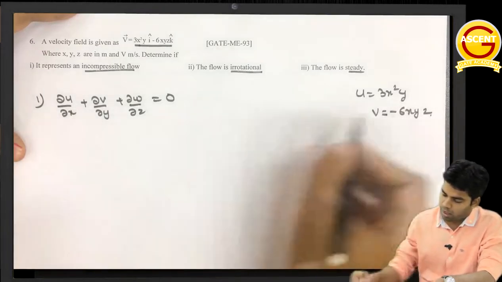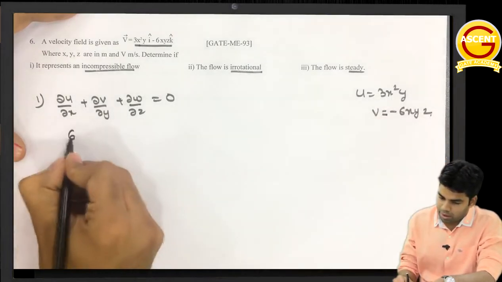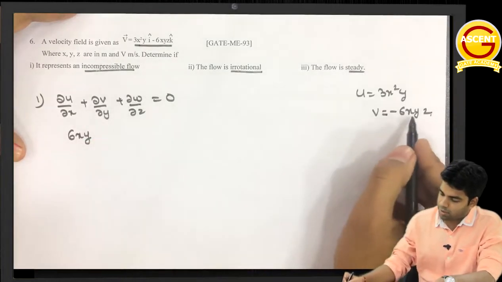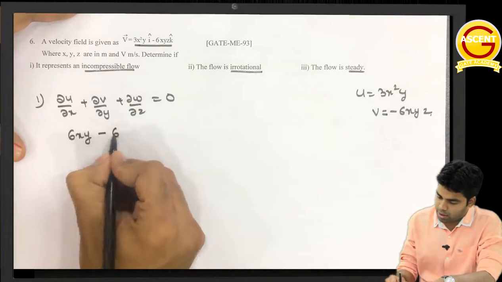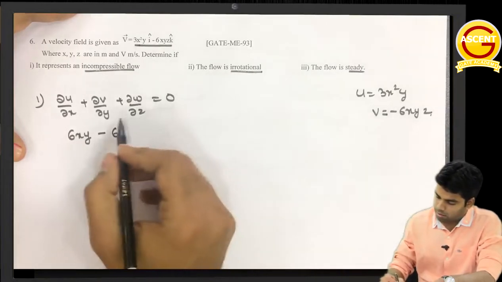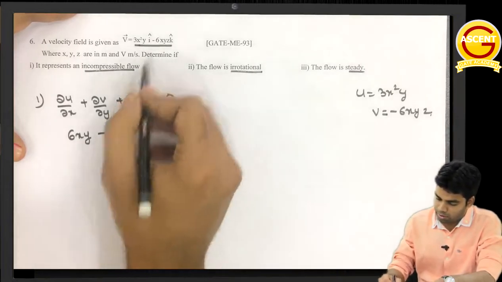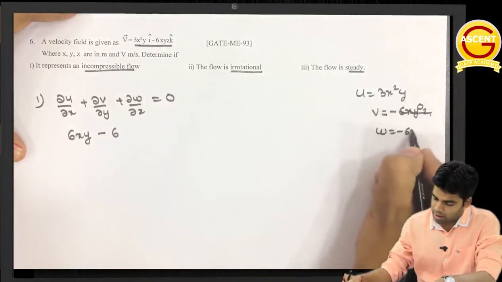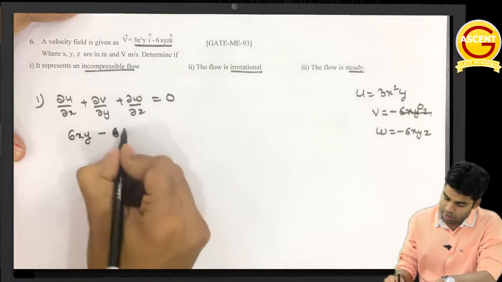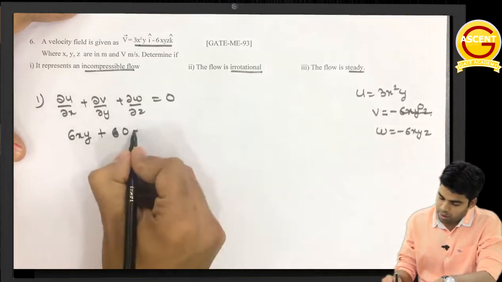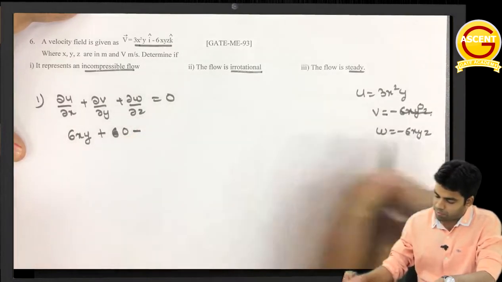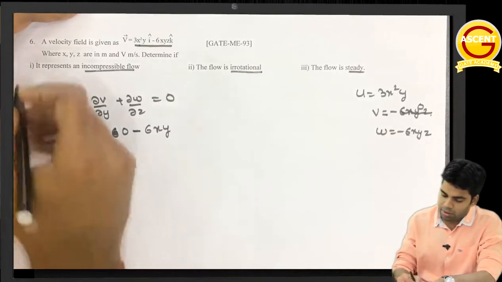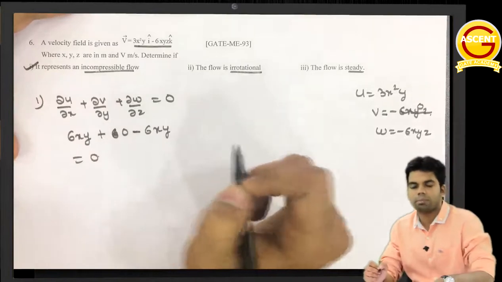Okay, so del u by del x is nothing but 6xy, del v by del y is minus 6xy, and w is minus 6xyz. So del u by del x plus del v by del y plus del w by del z, this will be 6xy minus 6xy, so this will be equal to 0. This means that the flow represents an incompressible flow.